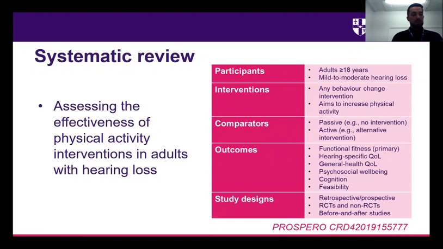So we only included studies that recruited adults with mild to moderate hearing loss. These are groups of individuals that would typically be prescribed hearing aids to address their hearing loss. We were interested in any behavior change intervention that aimed to increase physical activity. The comparator or control group could be either no intervention or an alternative intervention. Our primary outcome was functional fitness, followed by a series of secondary outcomes. And we were interested in any kind of study design, whether retrospective or prospective studies, before and after studies, randomized control trials, non-randomized control trials, and so forth.